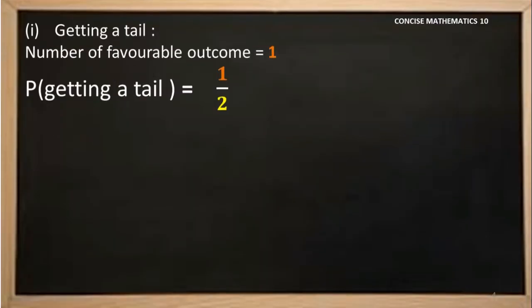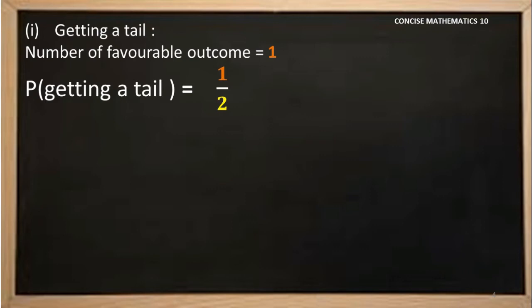Getting a tail. So, when you toss a coin, how many times can you get a tail? It is only one time. So, we denote the number of favorable outcomes as 1 and the probability of getting a tail is 1 by 2. So, the numerator represents the favorable outcomes and the denominator represents the total possible outcomes.